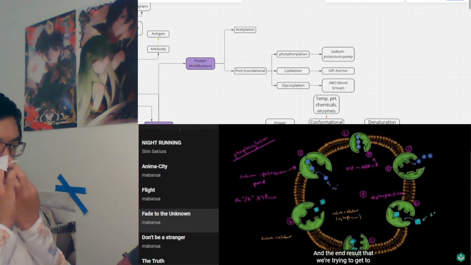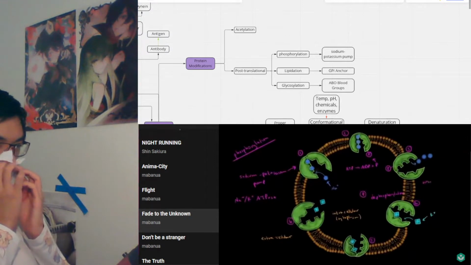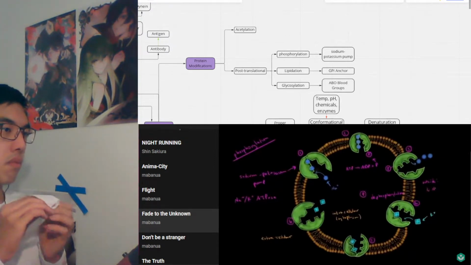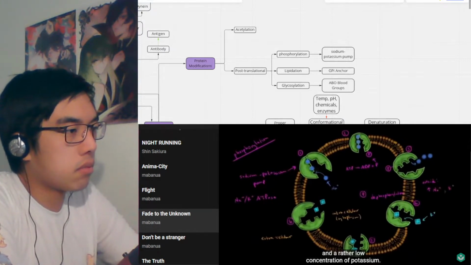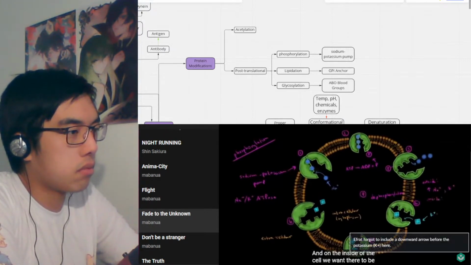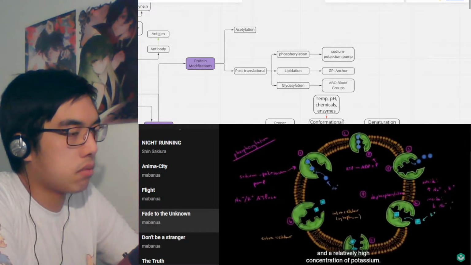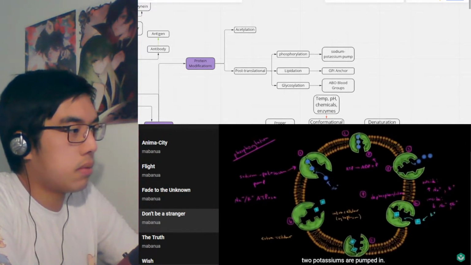And the end result that we're trying to get to is that we want there to be on the outside of the cell a rather high concentration of sodium and a rather low concentration of potassium. And on the inside of the cell, we want there to be a rather low concentration of sodium and a relatively high concentration of potassium. And that's accomplished by the fact that for every 3 sodiums that are pumped out, 2 potassiums are pumped in.